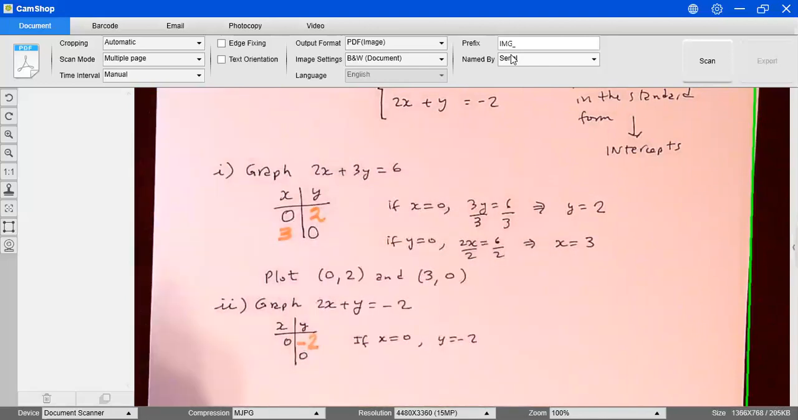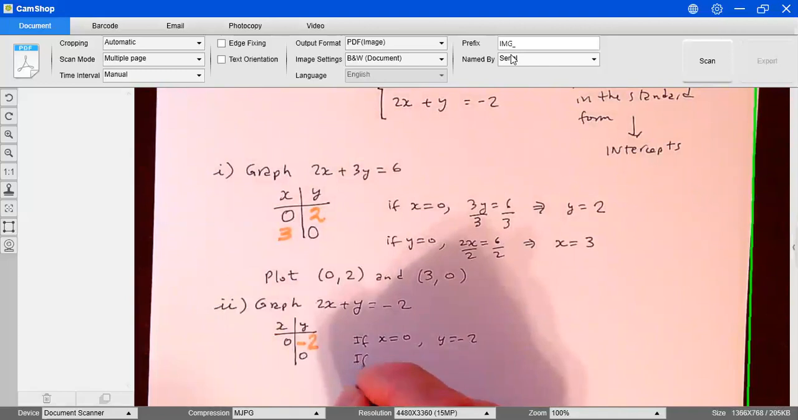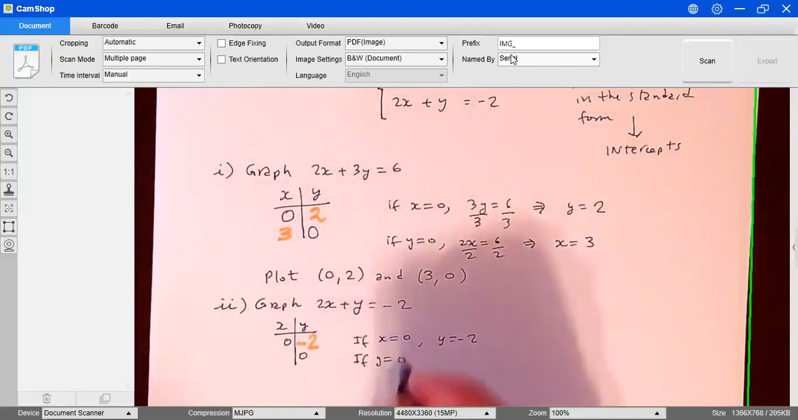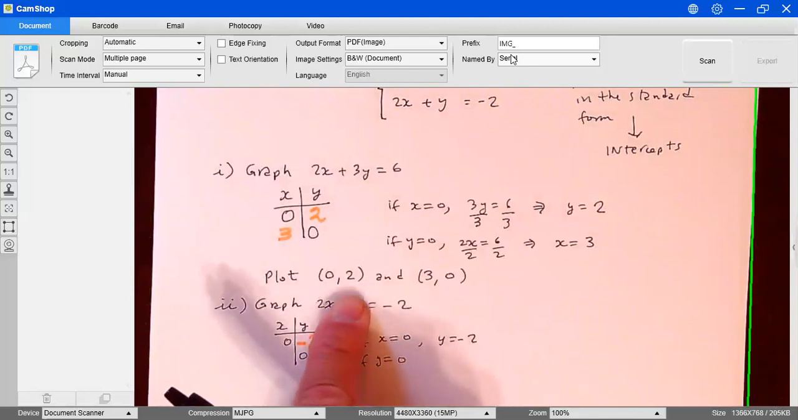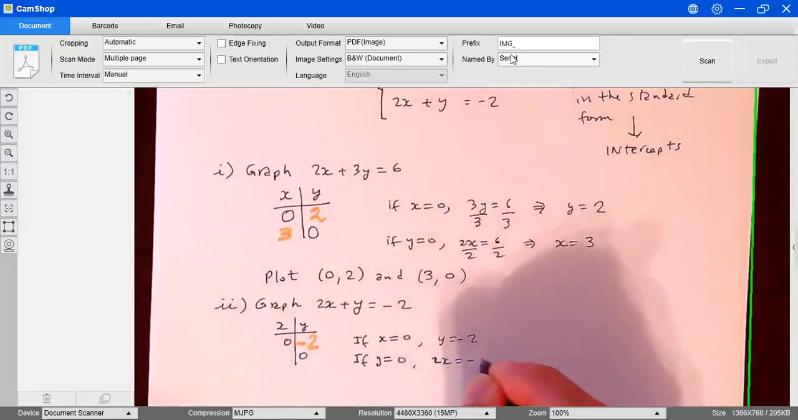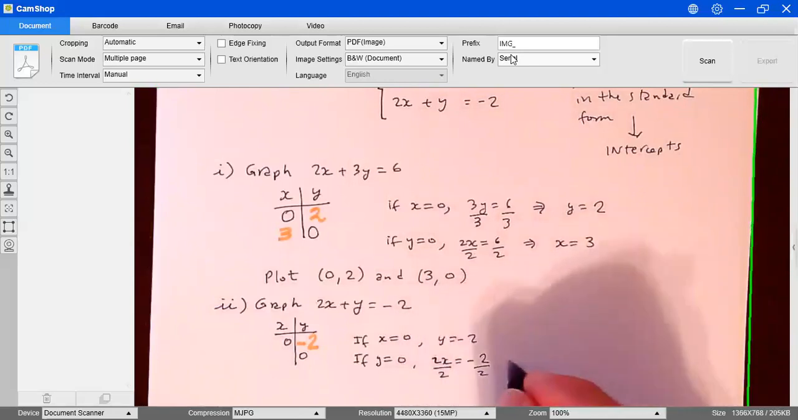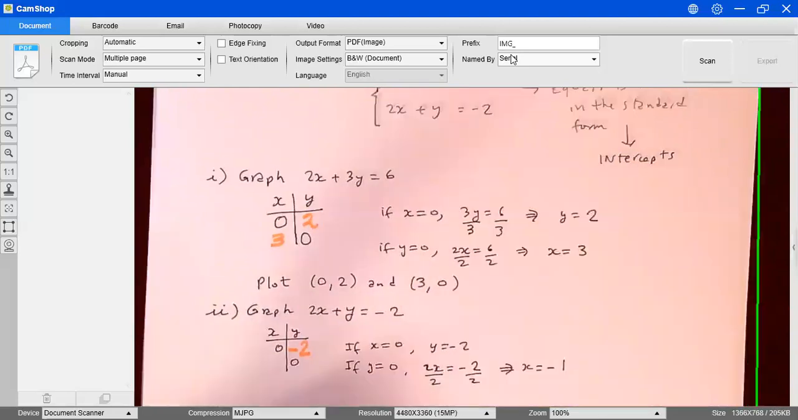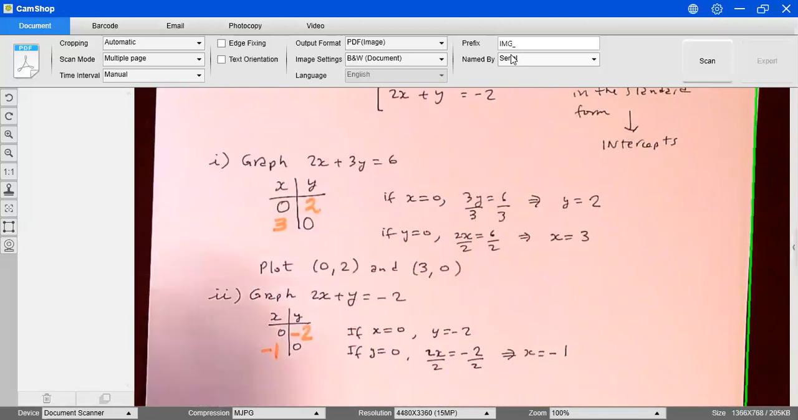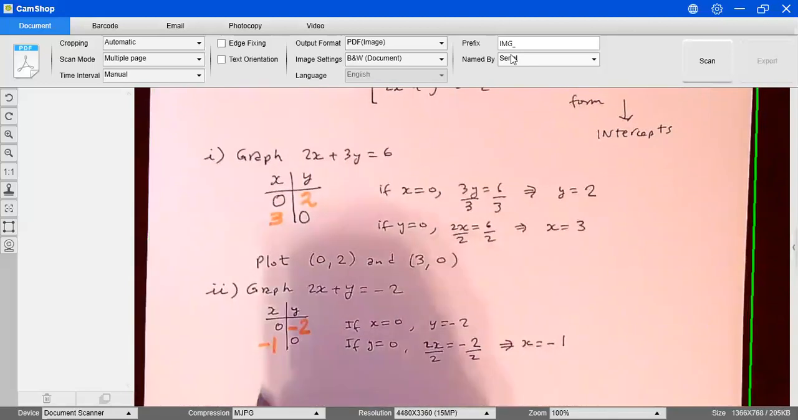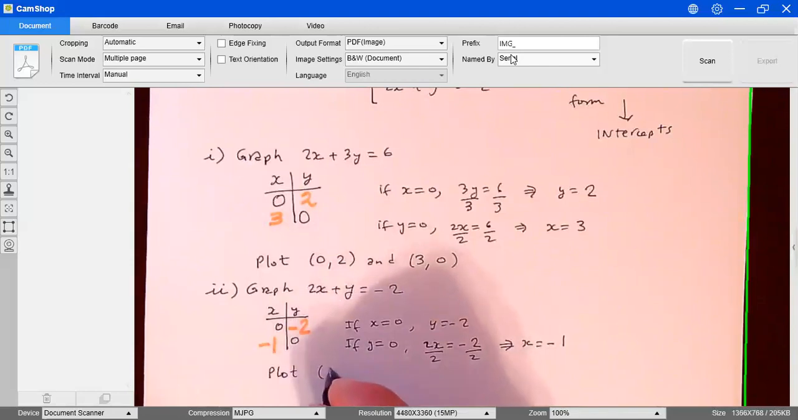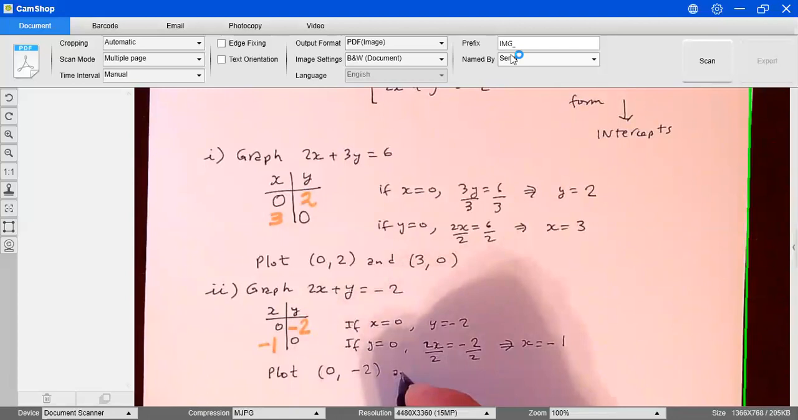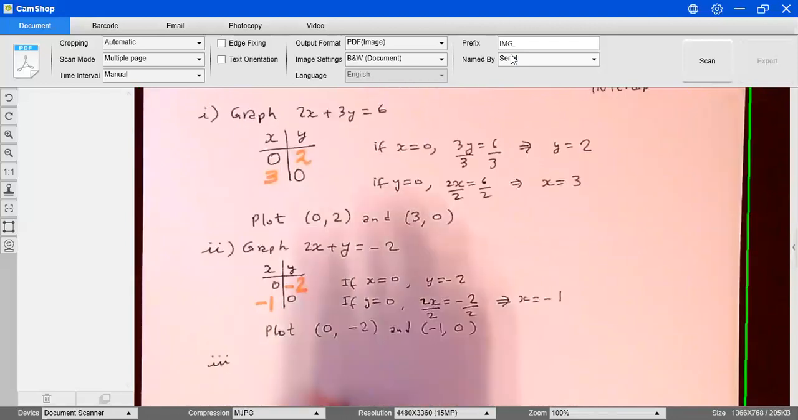In the other case, the x-intercept is found by setting y equals 0, meaning that we hide the y term. And you can read on the screen 2x equals -2. We divide both sides of the equation by 2 because 2 is the coefficient of x. So we end up with x equals -1. Now we have the two intercepts corresponding to the second equation. We need to plot the points 0, -2 and -1, 0.